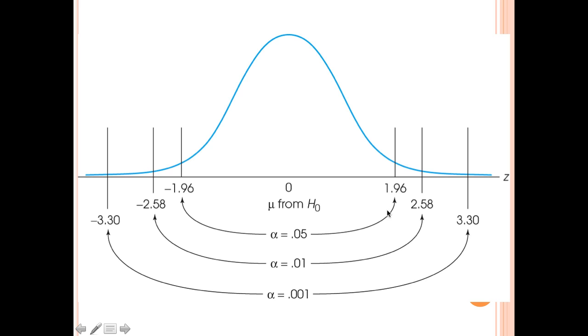A z-score of 1.96 is an alpha level of 0.05. 2.58 is alpha of 0.01, and 3.3 is 0.001.